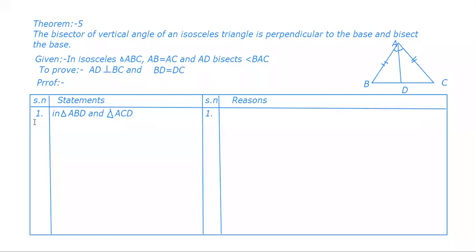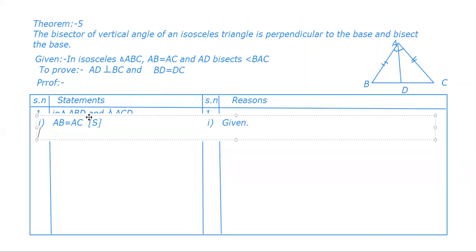Now, by which axiom are they congruent? This side and this side equal, this angle and this angle, now AD and AD. So side, angle, side. AB equals AC, side. What is the reason? Given. Yes, because it is given isosceles triangle, so sides must be equal.